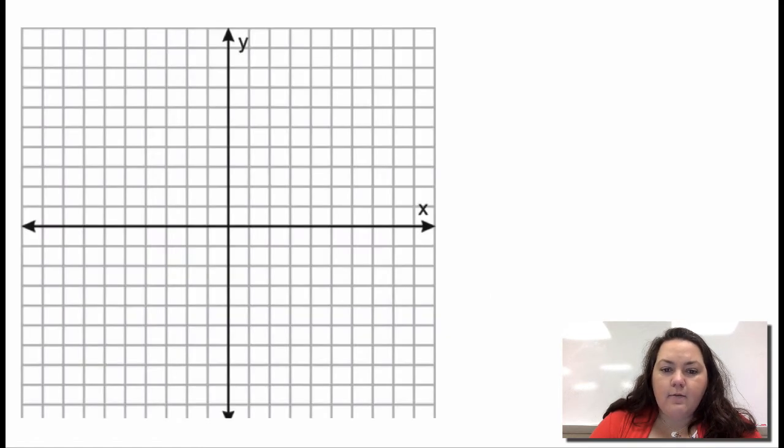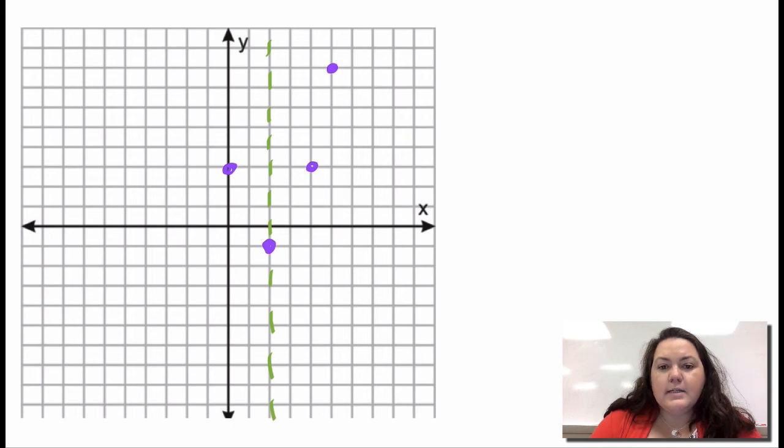So I'm going to go to my graph and plot those points. There's my vertex at (2, negative 1), and there's my axis of symmetry, the green line. I'm going to plot my other points. So I had (0, 3), (4, 3), and (5, 8). Then I'm going to fill it in with a curve.